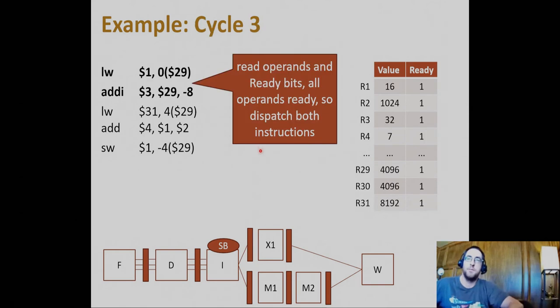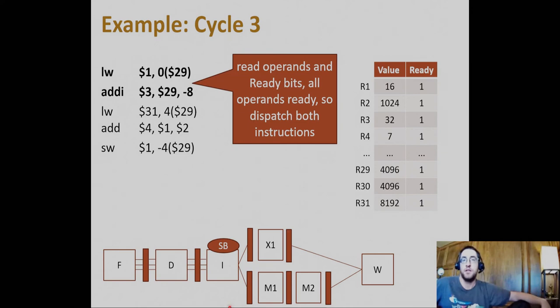We skip ahead to cycle three. Cycle one and cycle two is fetching and decoding. So in cycle three, we're issuing these first two instructions together. So we read the operands and the ready bits. All their operands are ready. $29 is ready. $1 is ready. So R29, R1, R29, and R3, they're all ready, which means both of these instructions are ready to dispatch. So we can dispatch both of them. And that happens in cycle three.